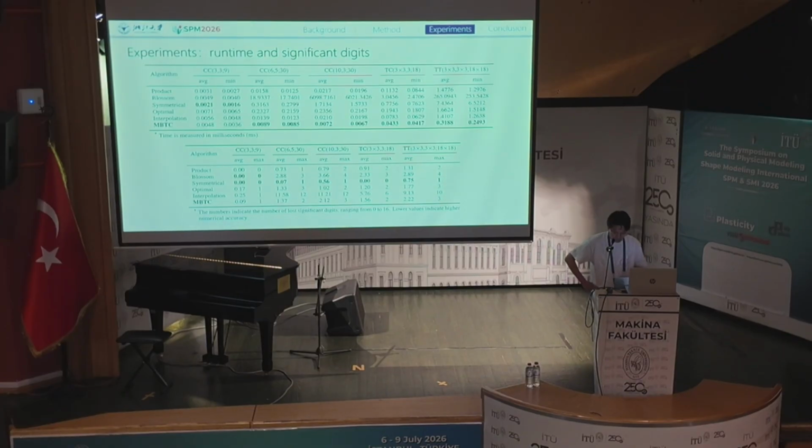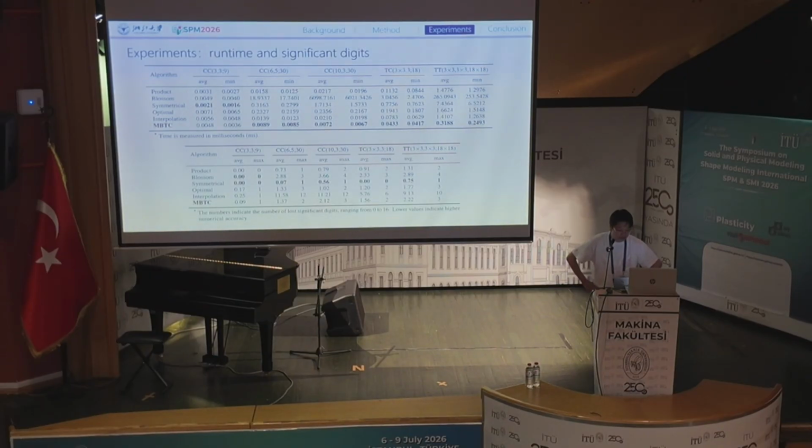The second table shows the significant digits. The symmetrical Gouxin method loses the fewest digits. Meanwhile, MBTC performs similarly to the product and the optimal Gouxin method, and is much better than the interpolation method. These experimental results are consistent with our theoretical analysis.